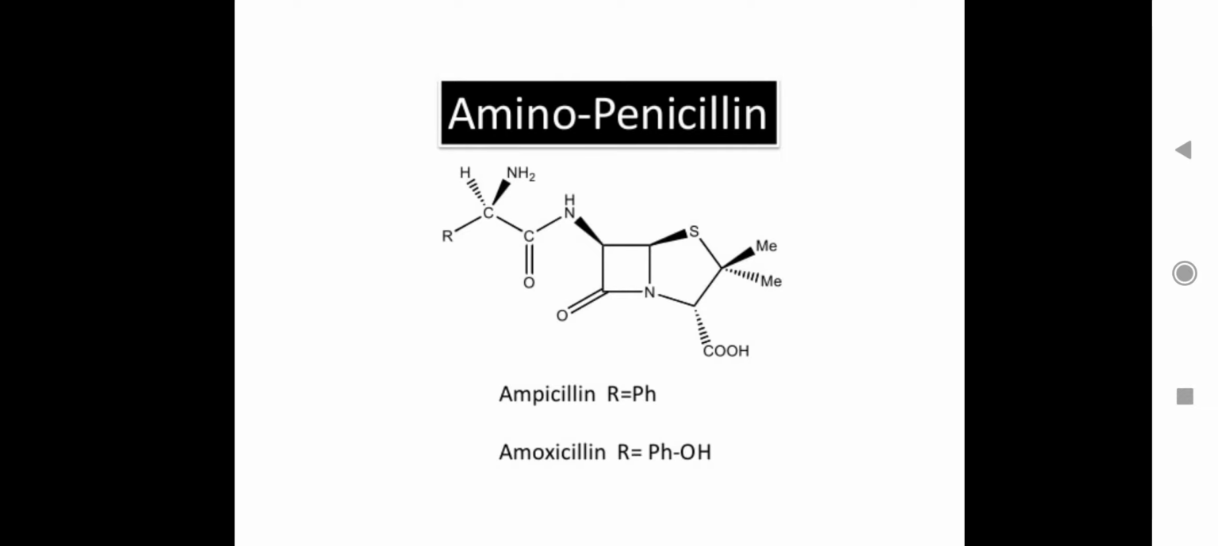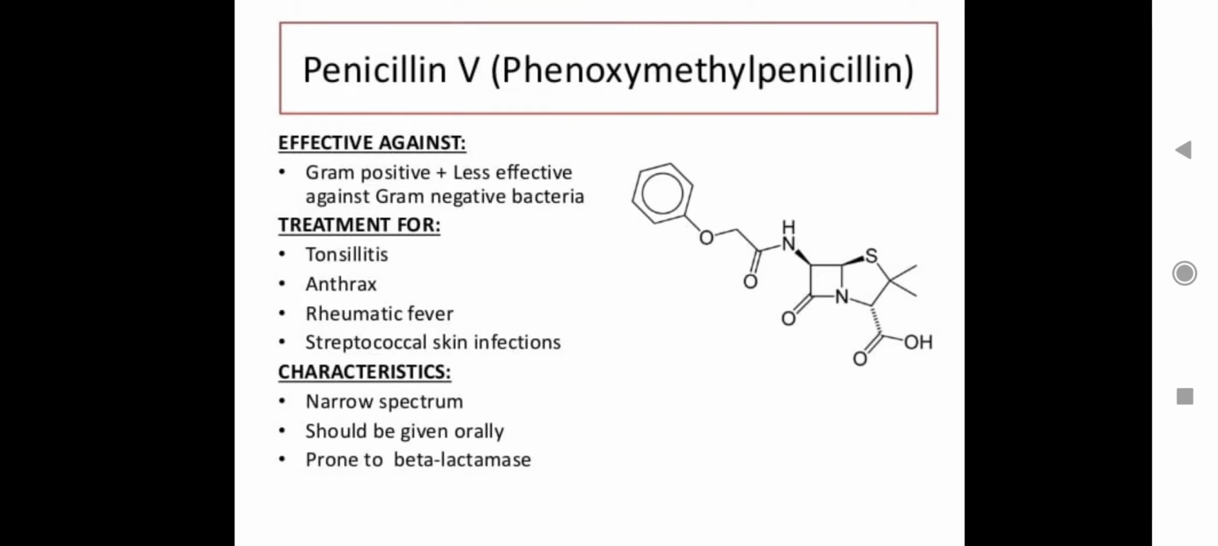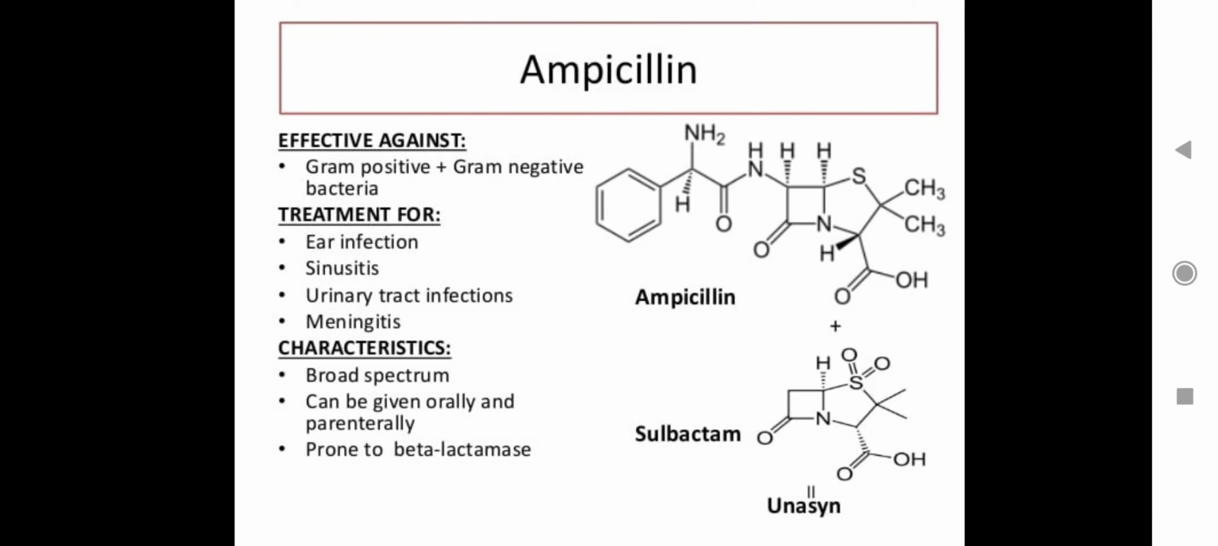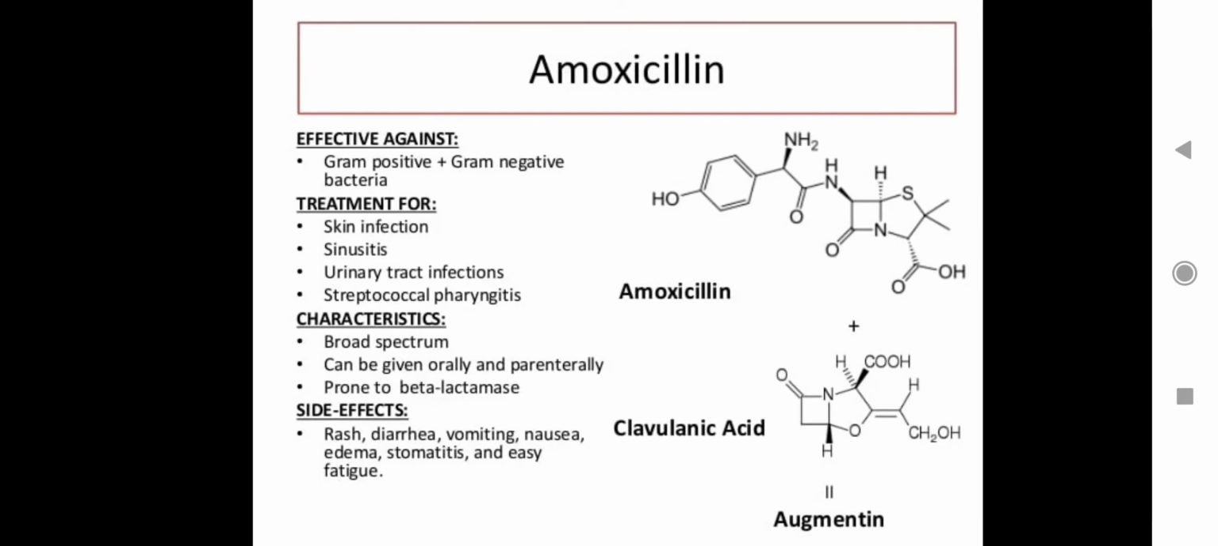Aminopenicillin. Aminopenicillins include ampicillin and amoxicillin. Ampicillin is active against both gram-positive and gram-negative bacteria. It is used for treatment of ear infection, sinusitis, urinary tract infection, and meningitis caused by meningococcus, Haemophilus influenzae, and Streptococcus pneumoniae. Their characteristics include broad spectrum, can be given orally and parenterally, and they are susceptible to beta lactamase.